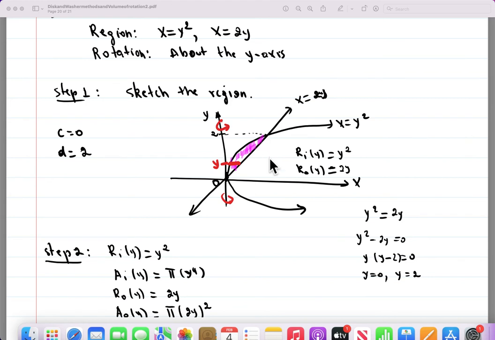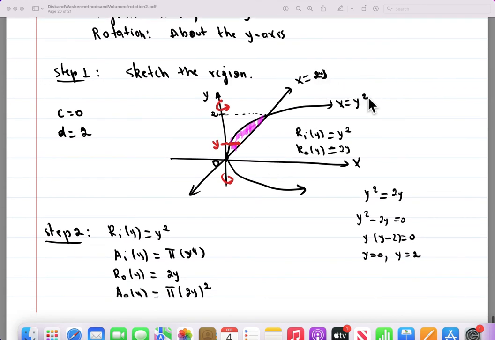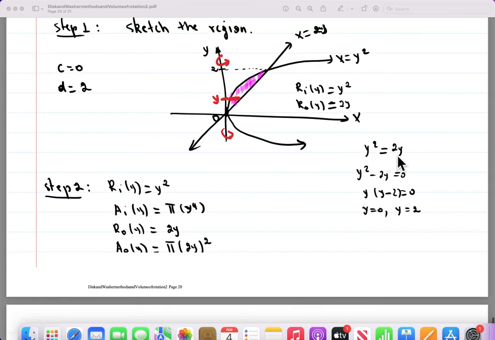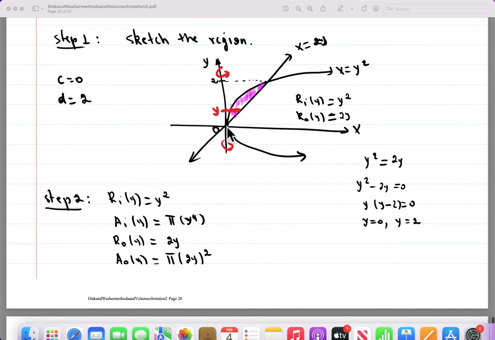To find it, we'll have to set the two equations equal. So we set 2y equals y squared, or y squared equals 2y. Subtract 2y from both sides and then factor out y, and then set y equals 0 and y minus 2 equals 0. So that gives us y equals 0 and y equals 2. That gives us our limits of integration. This is y equals 0, and at this point, y is 2. So when we write the integral, it's going to be from 0 to 2.